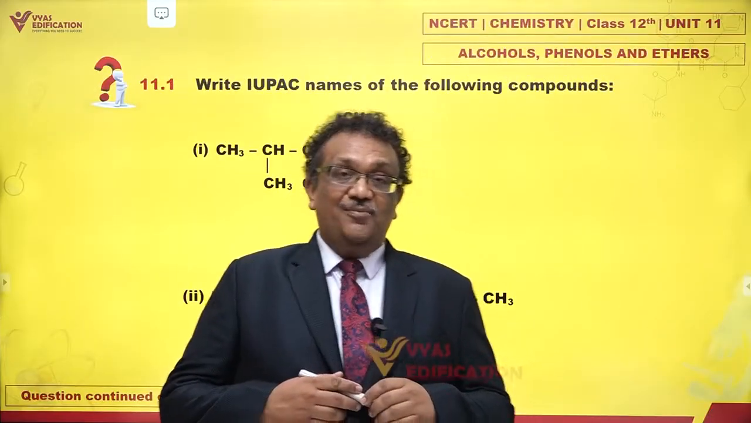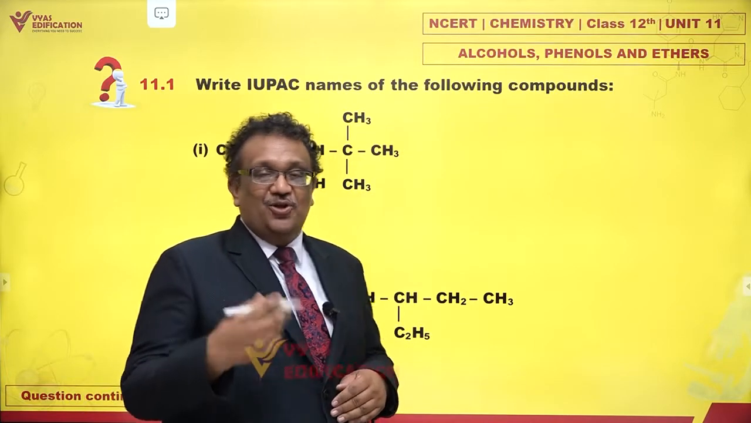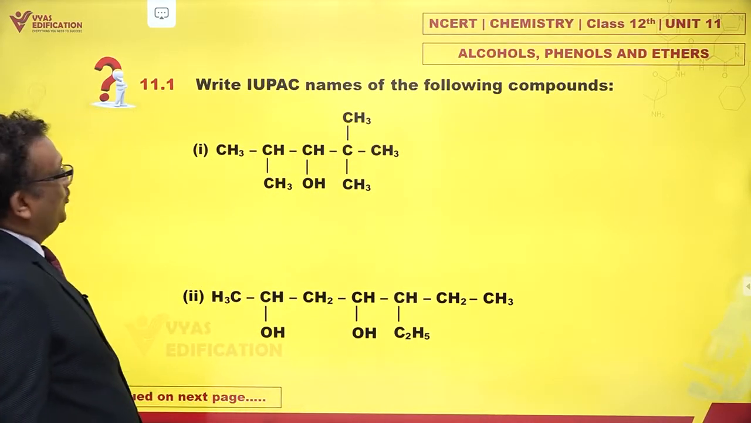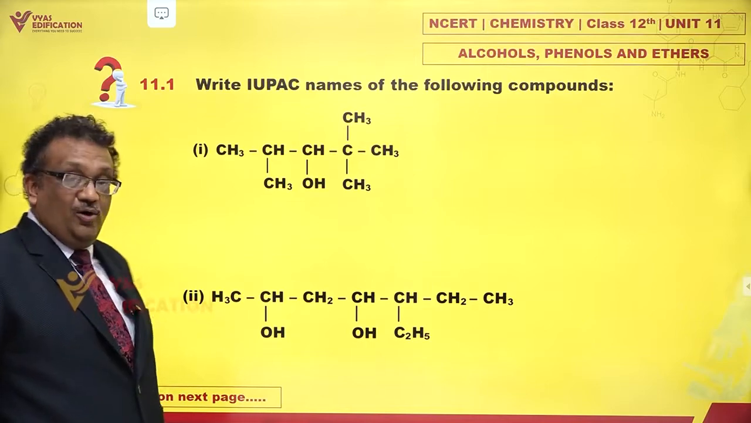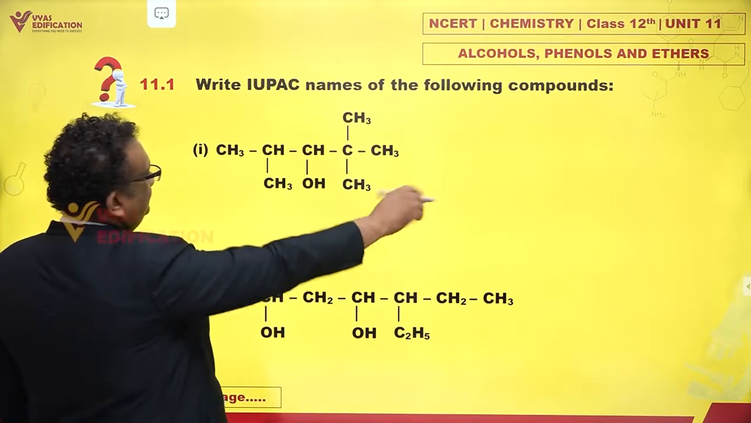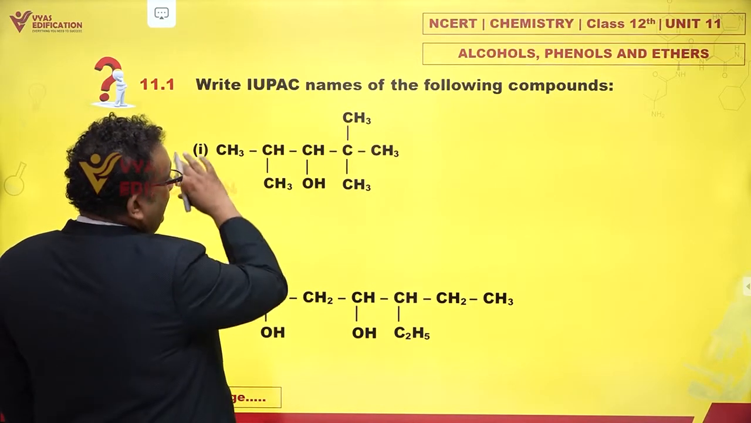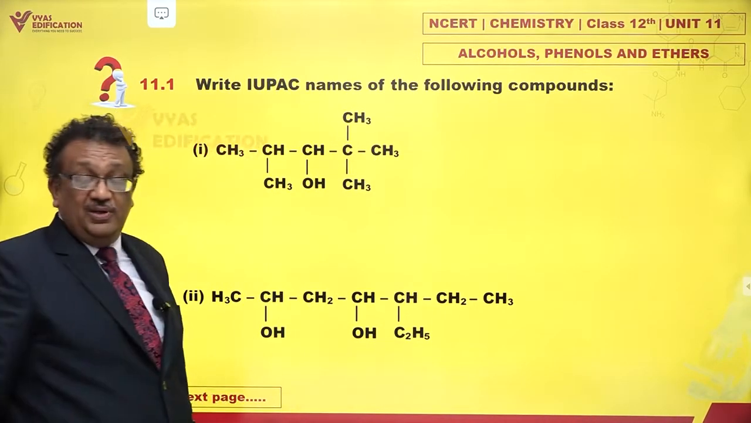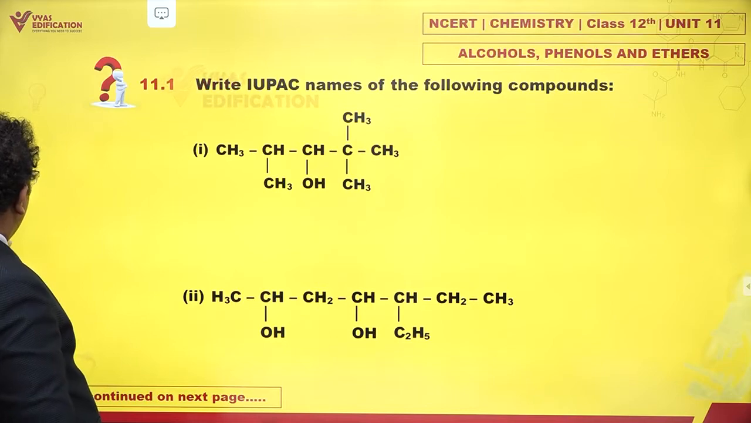Well, the introduction begins with names. Let's talk about naming. IUPAC names for alcohols, phenols and ethers. The first example. Select the longest possible carbon chain. There goes the rule.